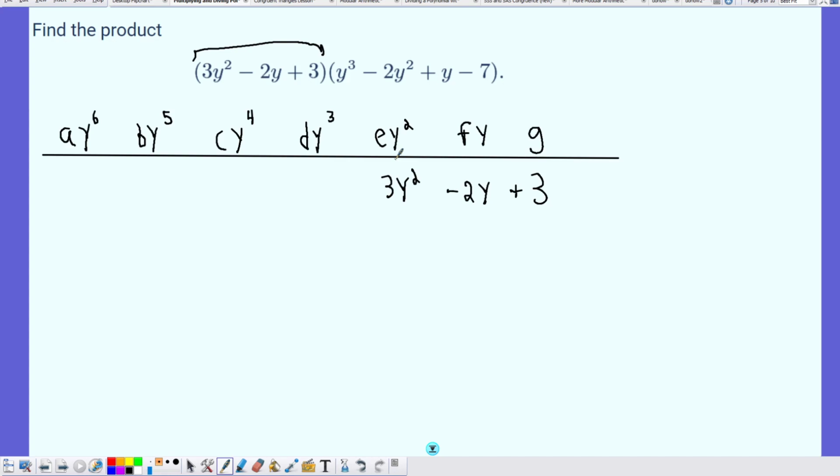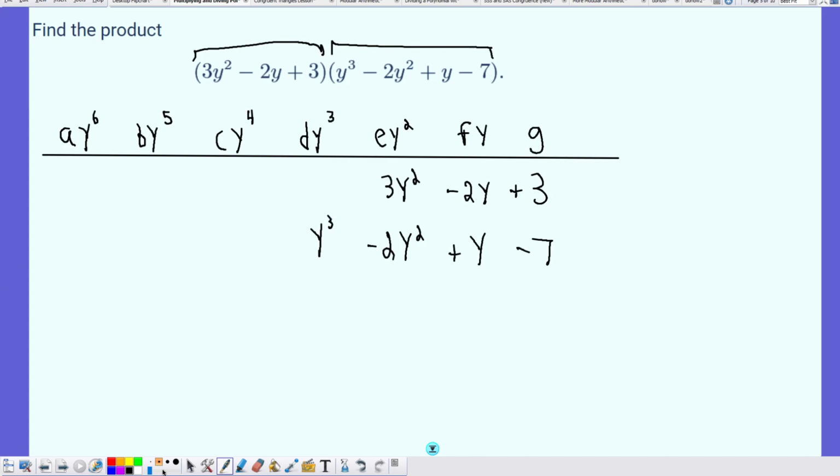Now I'm going to write out the second parenthesis. So I have negative 7, this one here. Negative 7 is my constant term, so I put a negative 7 down here. Then I have positive y in that column. Then in the y squared column, I have negative 2y squared. And then finally, I have something in the y to the third column, just y to the third.